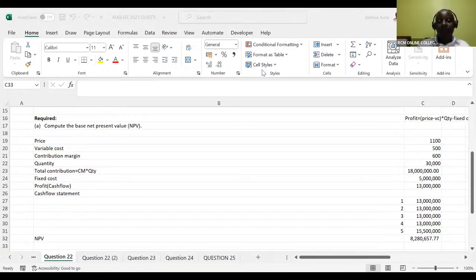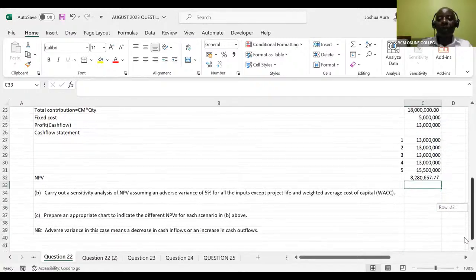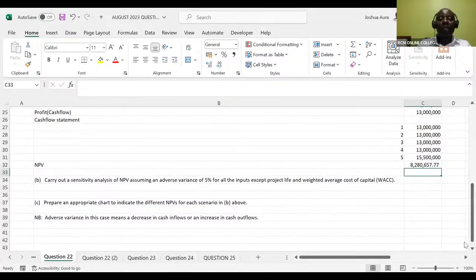That's very good. Now, ladies and gentlemen, from there, they want me to do the second part of the question. The second part of the question wants me to carry out a sensitivity analysis of NPV, assuming an adverse variance of 5% for all the inputs except project life and WACC.